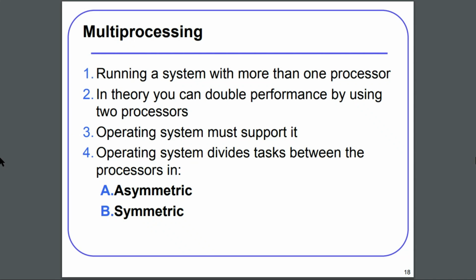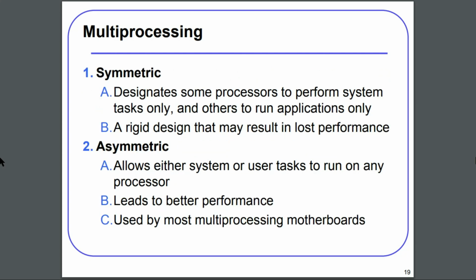So let's check what multiprocessing is in the computer system. Running a system with more than one processor, in theory you can double performance by using two processors. The operating system must support it. The operating system divides tasks between processors in either an asymmetric or a symmetric way. So let's move on to the next slide.